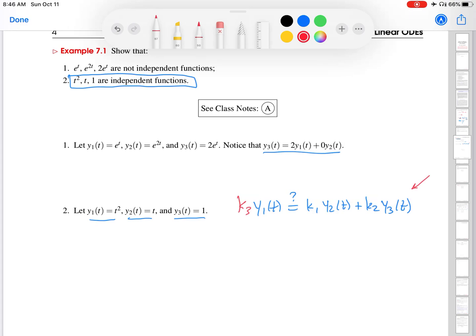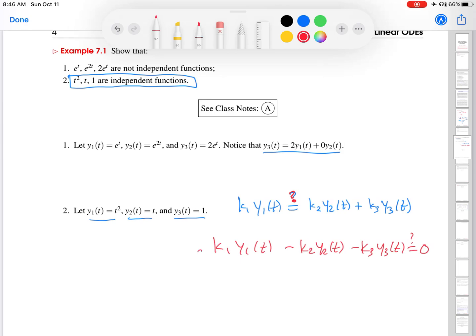Okay, so if I do that, let me reshuffle the names of things here so that the constants correspond to the indices, to the subscripts of the three functions. So if I do that, I'm really trying to find constants, k1, k2, k3, that make this equation true. Do they exist? Okay, so that's the same thing as k1 y1(t) minus k2 y2(t) minus k3 y3(t) equals 0, right? Are there constants that make this true?